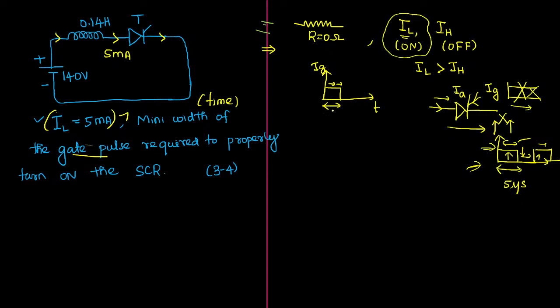Fine, sir. Now the question is, what is the minimum pulse duration? Already they told that the latching current of 5 milliampere is continuously going. So how long are we injecting the gate current in order to maintain this on state?